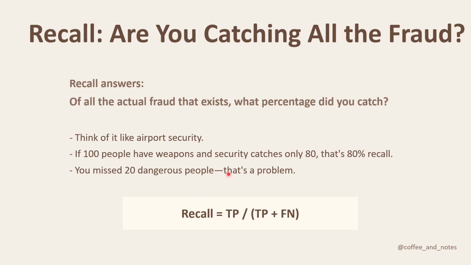Now let's talk about recall. Recall answers a different question. Of all the actual fraud that exists, what percentage are you catching? Think of airport security. If 100 people pass through security carrying weapons and security catches only 80 of them, that's 80% recall. You miss 20 dangerous people. That's a serious problem. The formula? Recall equals TP divided by TP plus FN. True positives divided by all actual positives, the ones caught plus the ones you missed.